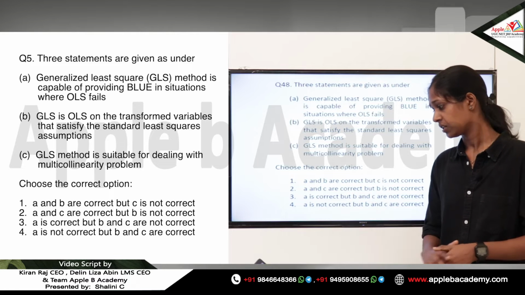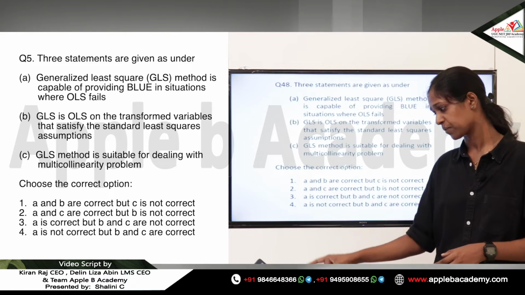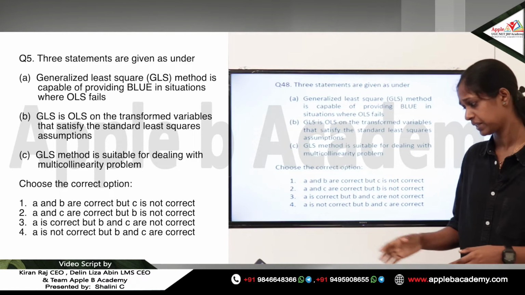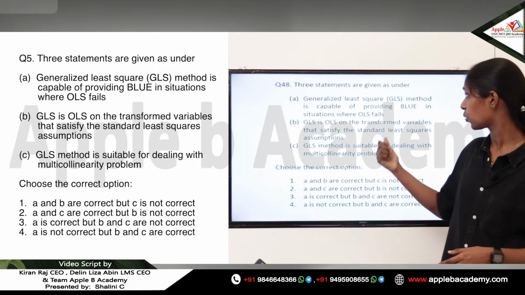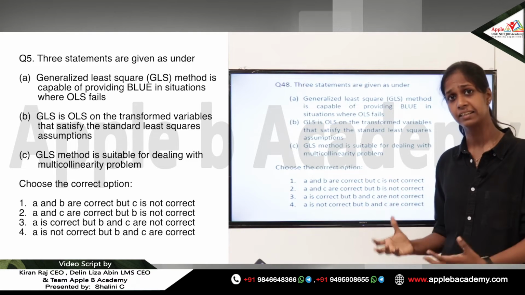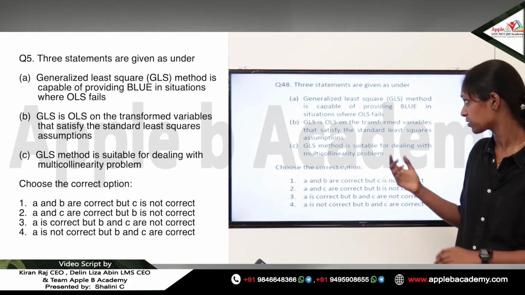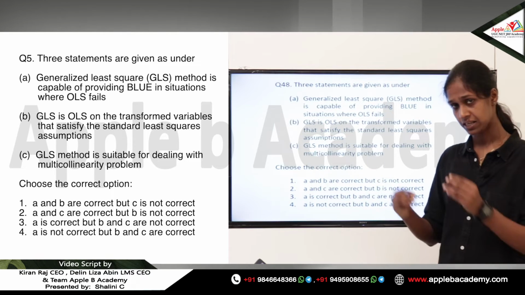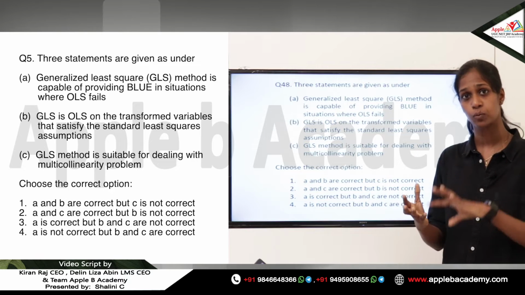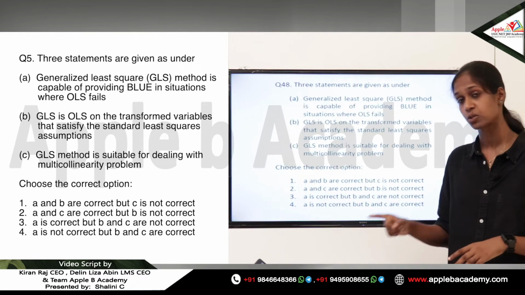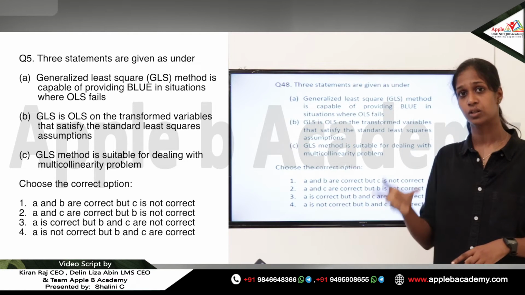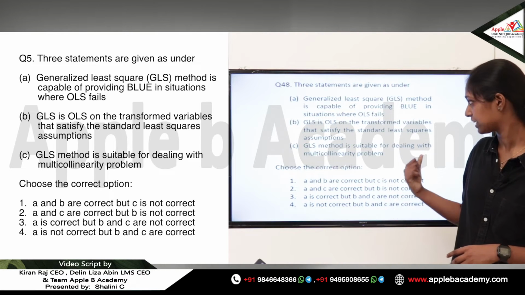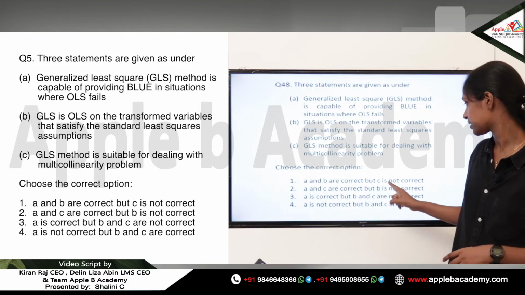So coming back to the question, generalized least square method is capable of providing BLUE in situations where OLS fails. So this is true, we just saw that. And again GLS is OLS on the transformed variable that satisfy the standard least square criterion. That is also true. GLS method is suitable for dealing with multicollinearity problem. That's not true. We just discussed that GLS method is suitable for dealing with heteroscedasticity and autocorrelation, but not multicollinearity. So we have A and B true, but C is not true.